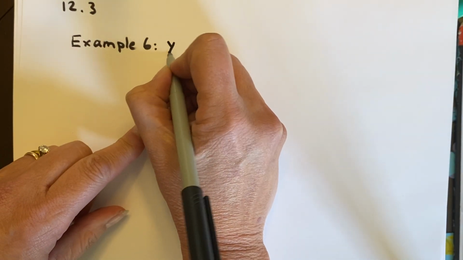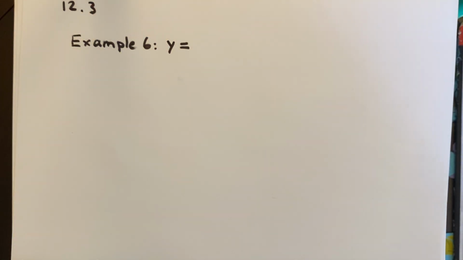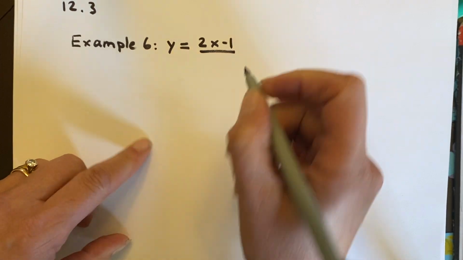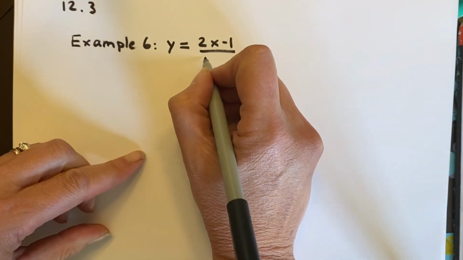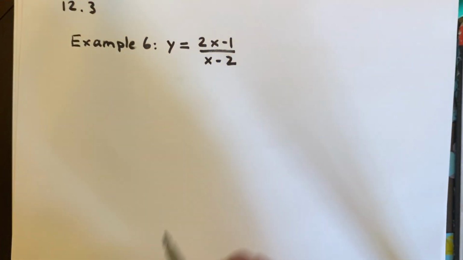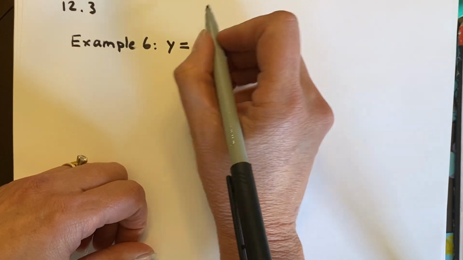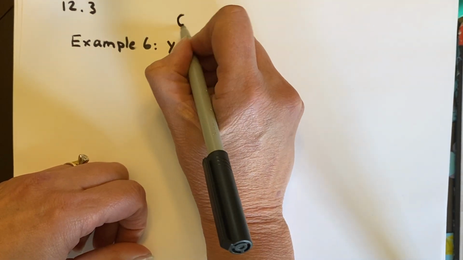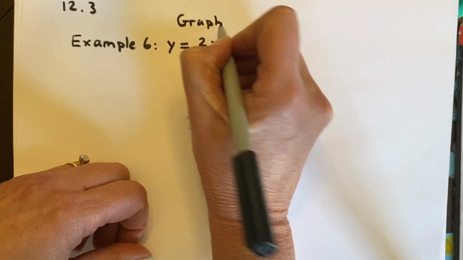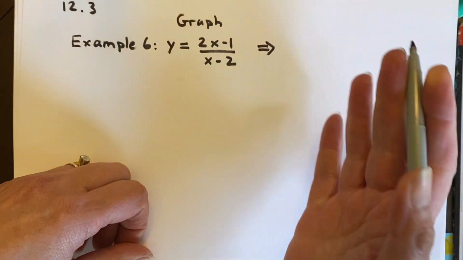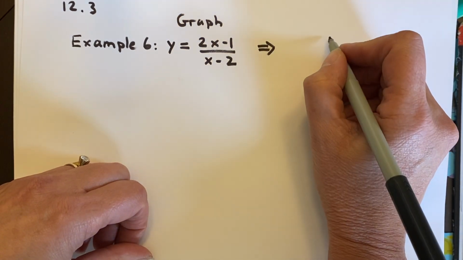In example 6, graph y equals 2x minus 1 over x minus 2. Now this whole chapter is about dividing polynomials, and so this is essentially a two-step problem. We're being asked to graph, but before you graph, you have to do your division, and we're going to do this division the same way we did all the others.